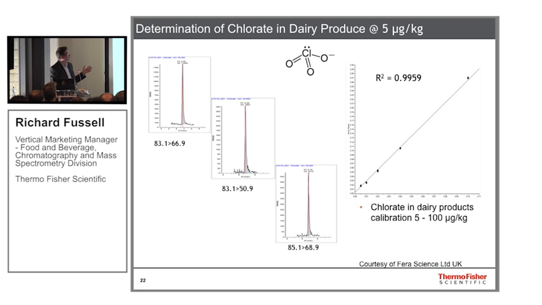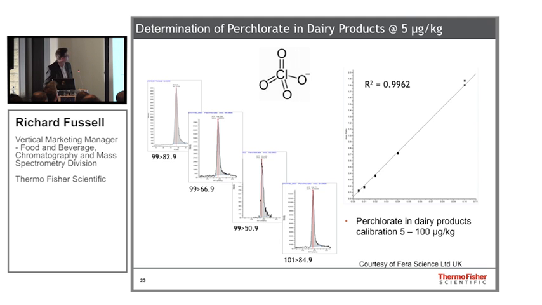And then there's a lot of interest in chlorate in dairy products, in milk products. It's very difficult because of the cleaning agents they use in the dairies to get any blank samples. So this is a powder sample, which is relatively blank. So we actually reconstitute it in order to get the blank. And this is at 5 ppb concentration. So you can see the three transitions here at 5 ppb in reconstituted milk. And then perchlorate in dairy products in the same sample, again, four transitions at 5 ppb. So we've got reasonably good signal to noise at 5 ppb, and good linearity over the range of 5 to 100 micrograms per kilogram.